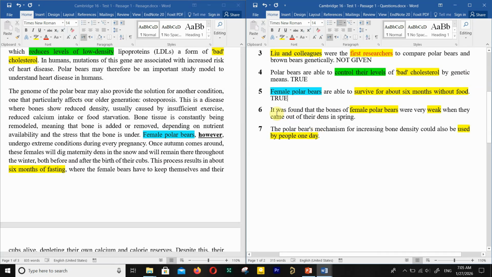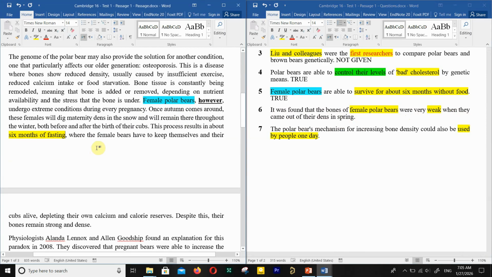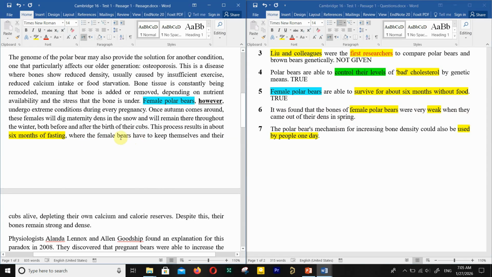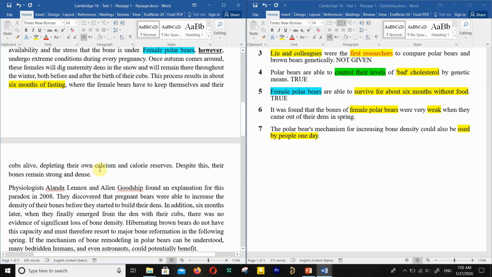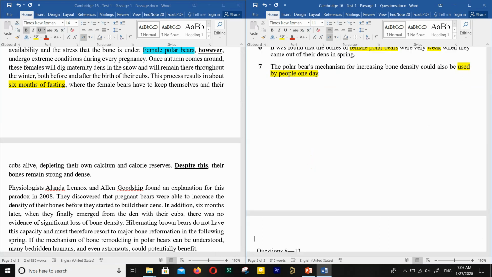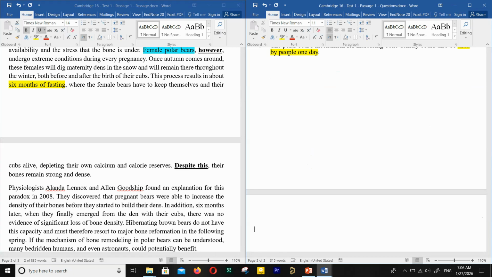Question number 6 is again about female polar bears. It was found that the bones of female polar bears were very weak when they came out of their dens in spring. So, where the female bears, again, follow-up sentences, have to keep themselves and their cubs alive, depleting their own calcium and calorie reserves. Despite this, important word to notice: yet, however, despite this. It's better to take a note of this actually. It's a really great idea to take notes.